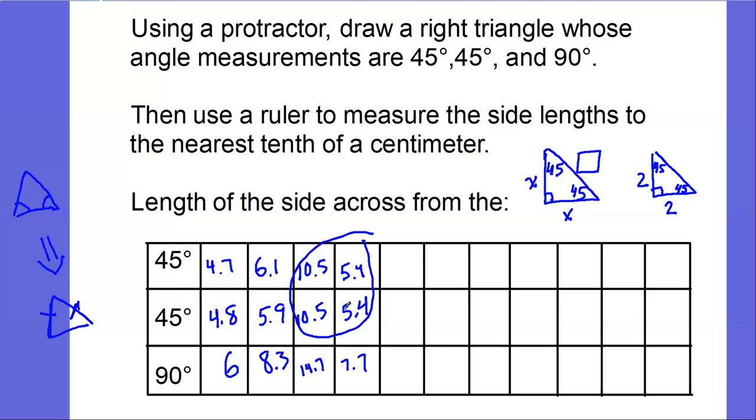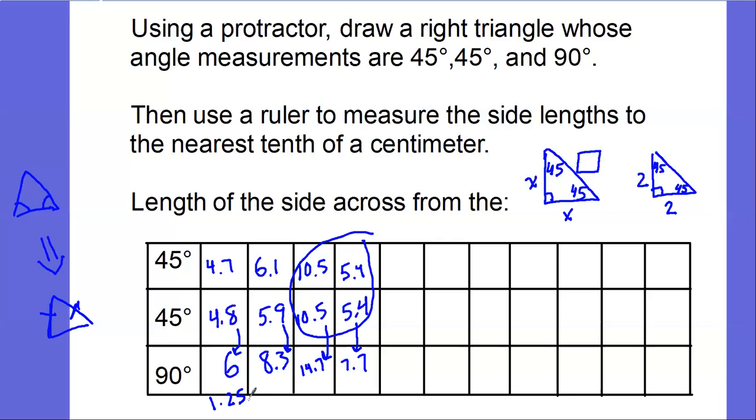So the next thing I would have asked you to do if you were in class with me right now is I'd say, okay, so what would I multiply 5.4 by to get to 7.7? And what would I multiply 10.5 by to get to 14.7? And how do I get from here to here? What would I multiply 5.9 by to get to 8.3 and 4.8 by to get to 6? And I can tell you those answers, at least rounded.